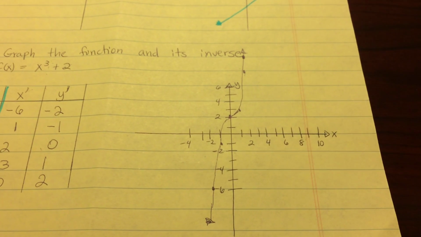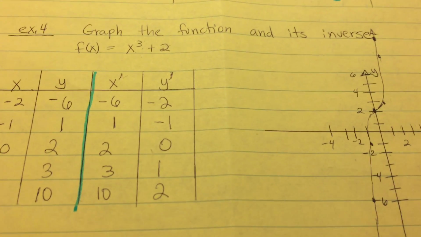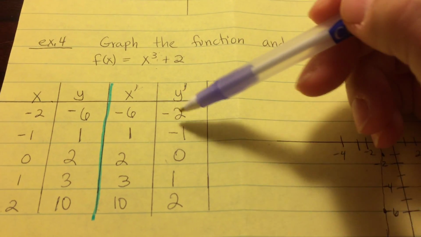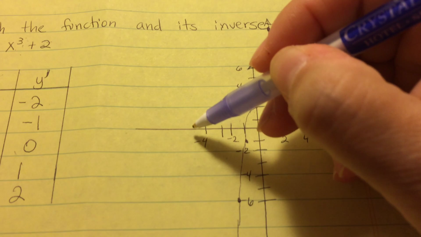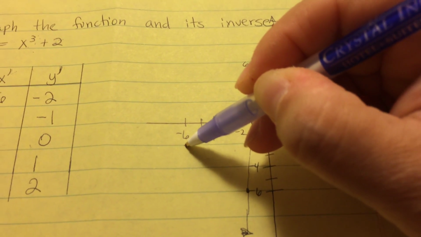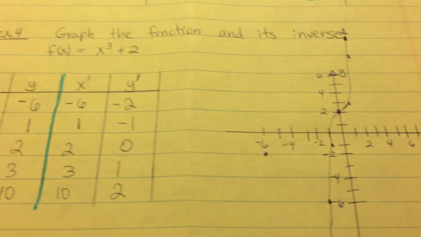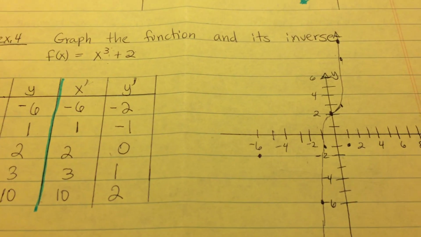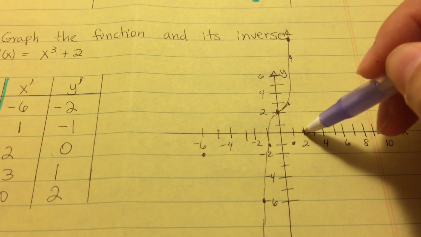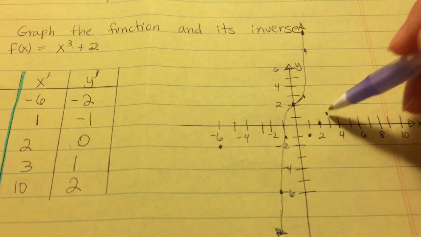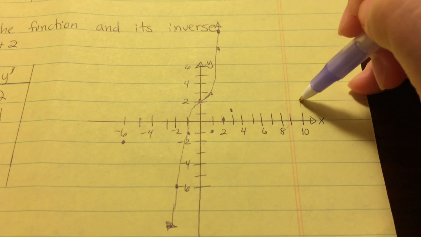What we're going to do now is do an inverse function graph. So the inverse is this second part right here. So let's go ahead and graph that. Same thing, it's -6, -2. So at -6, oops, so we probably need 4, 5, 6, -6, -2. So that's the first point right there. Then I have 1, -1 over here. Then I have 2, 0, and 3, 1, and 10, 2. So we have it right here.